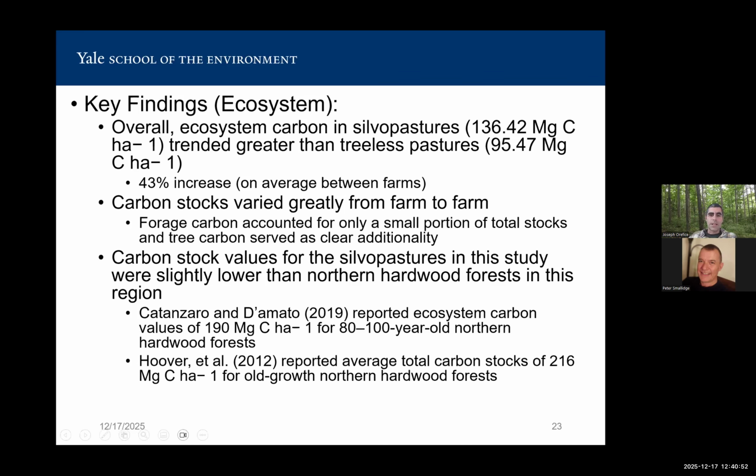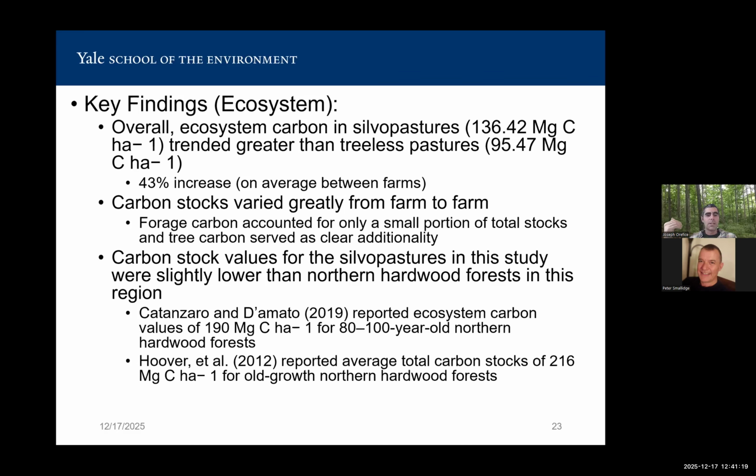Carbon stocks, again, greatly varied from farm to farm, and forage carbon was only a really small part of that. Carbon stock values for the silvopasture study were slightly lower than northern hardwood forests. So how does this compare to forest? We pulled a couple of studies that looked at total ecosystem carbon of closed canopy forests in the northeastern United States.